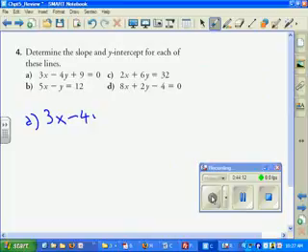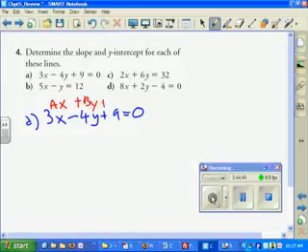x minus 4y minus 9 equals 0. This equation is in what form? ax plus by plus c equals 0, which is otherwise known as standard form.